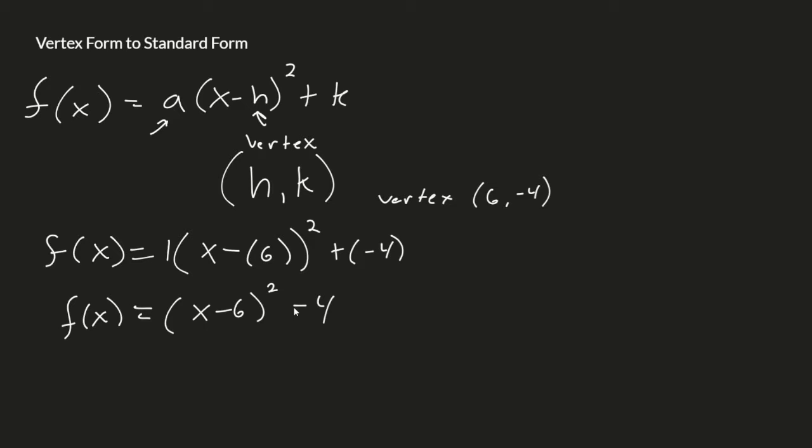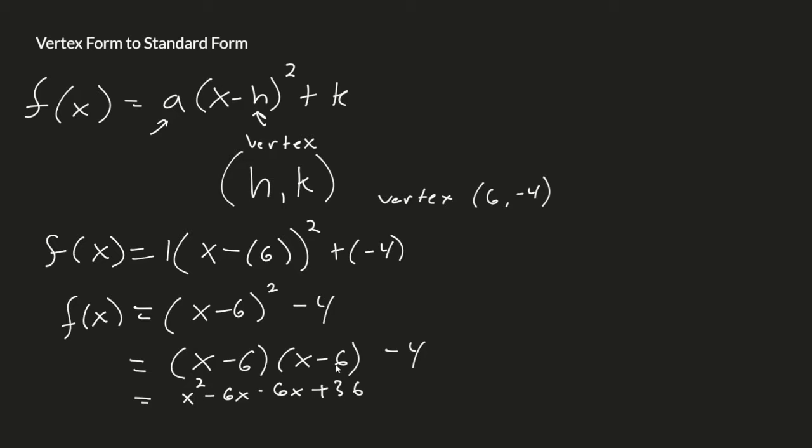And all we have to do here, like the previous example, is multiply out our binomial. So what is the binomial in this case? Well, it's (x - 6) squared. Remember, this can be written as (x - 6)(x - 6) - 4. I'm going to multiply all of this out, and we get x squared for our first terms, minus 6x for the outer terms, minus 6x for the inner terms, plus 36 for the last terms, minus 4. So we can simplify this to x squared minus 12x plus 32.